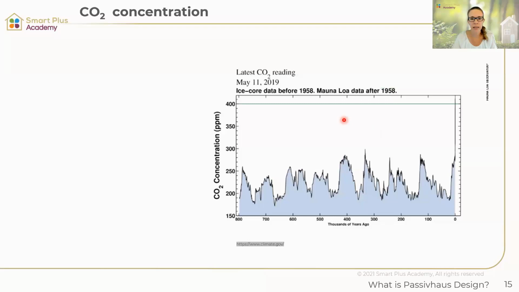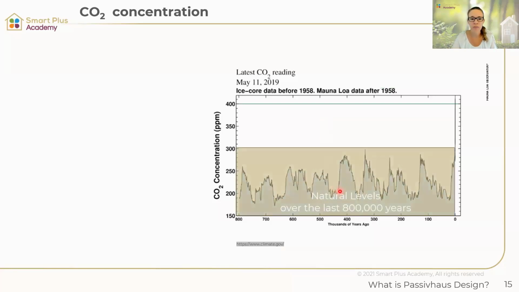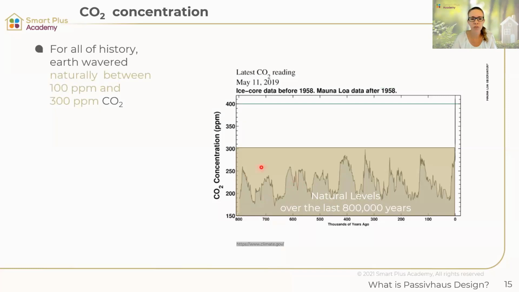Now I want to show you again how our CO2 concentration in the world changed, because I've heard so many people saying, oh, CO2 has always been going up and down. It's nothing new. And that's true. Natural levels have always gone up and down. So here we're showing the last 800,000 years. That's due to natural processes, volcano eruptions, solar flares and things like that. But it has only wavered between 100 and 300 parts per million of CO2. And it has always taken a bit of time to go up and down. So nature had a bit of time to adapt.